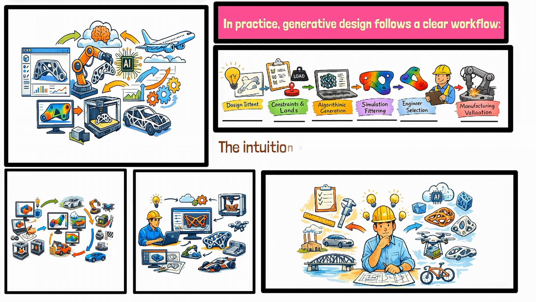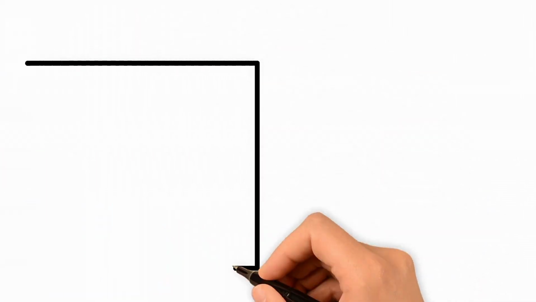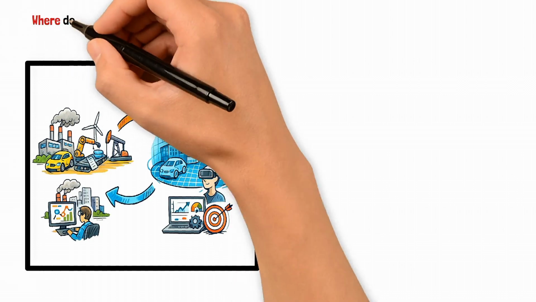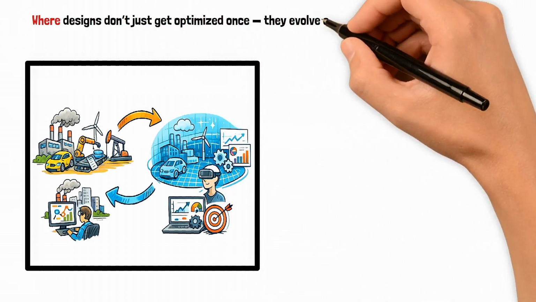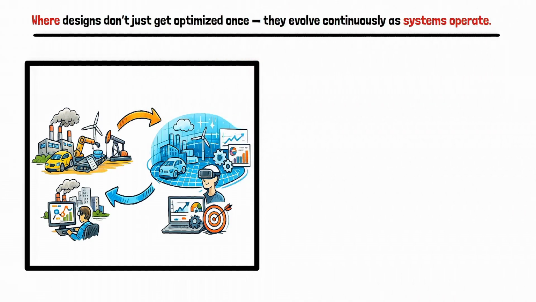Now that you understand the intuition behind AI-driven generative design, the next natural step is to explore digital twins and real-time optimization, where designs don't just get optimized once. They evolve continuously as systems operate. And that's exactly what we'll break down in the next episode.